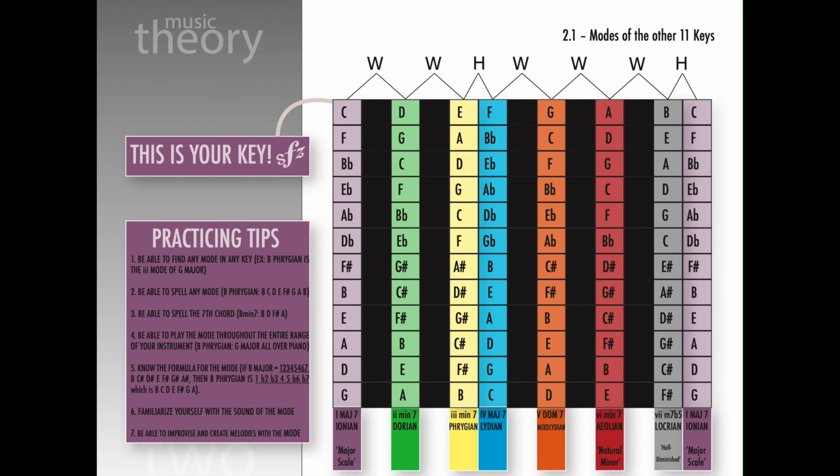Remember, a mode is just a tonality. It's the relationship between a chord and its parent scale. Every Mixolydian is a 5 chord. Every Aeolian is a 6 chord. Every Dorian is a 2 chord. It's the same in every key.